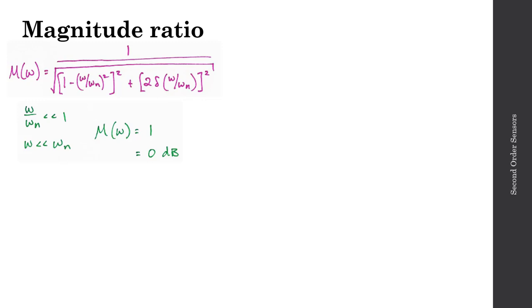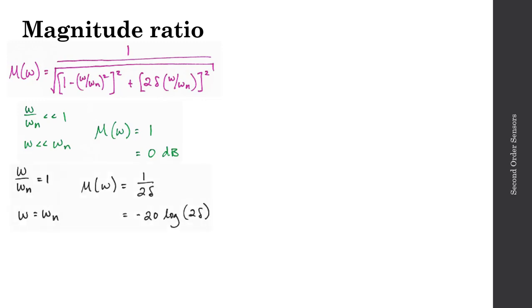In this case, this term here, this omega divided by omega n squared, you basically have a small number over a large number. So this term is effectively 0, as is this term here. So you're left with 1 over the square root of 1, or 1. So my magnitude ratio, capital M of omega, is equal to 1, which is equal to 0 decibels, 0 dB. So at very low input frequencies, my magnitude ratio is equal to 1.